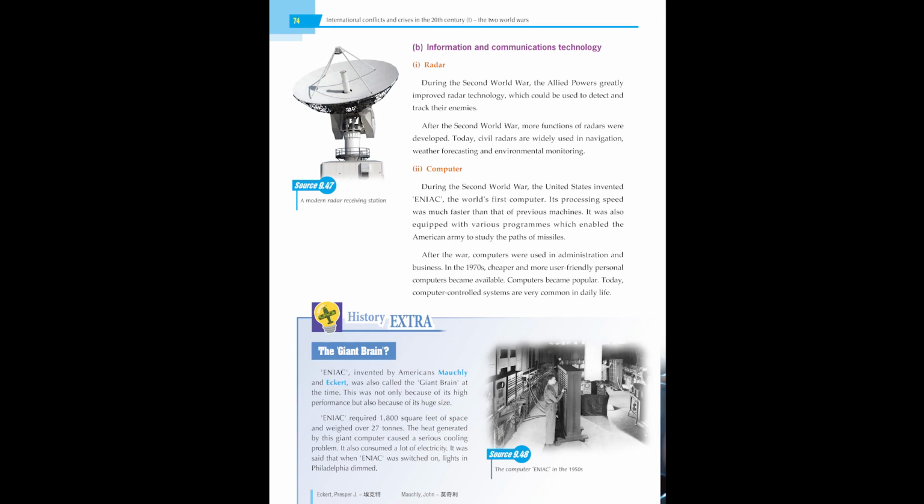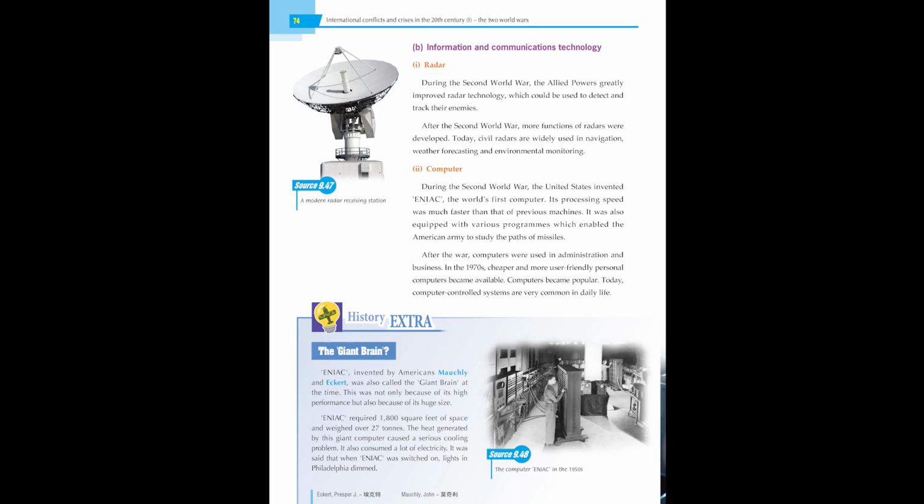After the war, computers were used in administration and business. In the 1970s, cheaper and more user-friendly personal computers became available. Computers became popular. Today, computer control systems are very common in daily life. Look at the source 9.47, a modern radar receiving station.